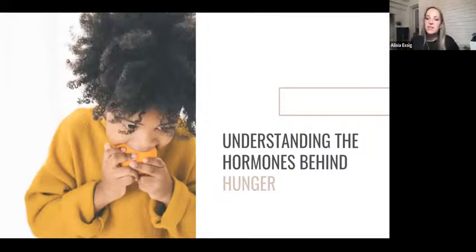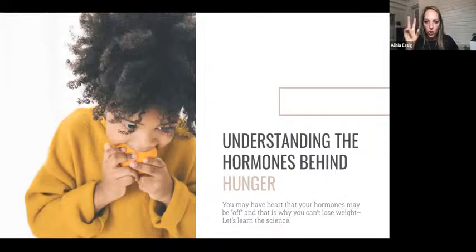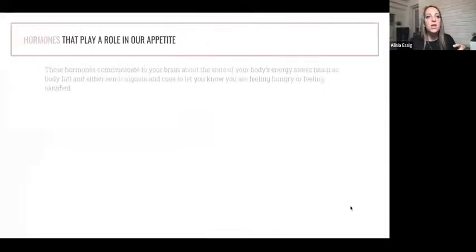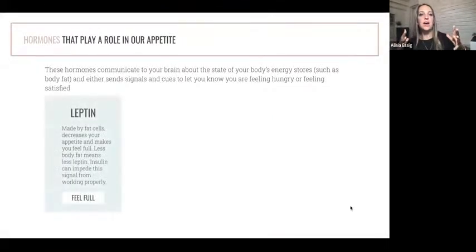And you've probably heard this a million times, that my hormones are off and that's why I can't gain or lose weight. Let's talk about what hormones you may be talking about, how they're off, why you can't lose weight. Let's learn the science, okay? So hormones that are involved with your body's energy stores, like your body fat, are these signals that either tell you if you're hungry or if you're feeling full or satisfied, okay? So these hormones are going to be leptin.